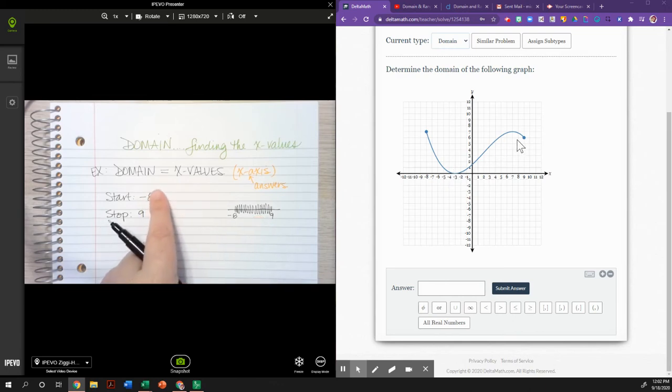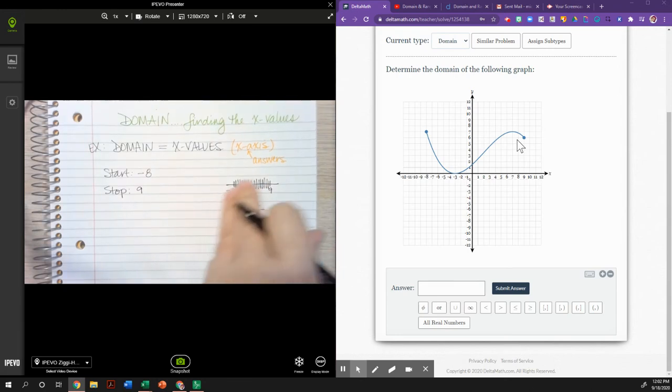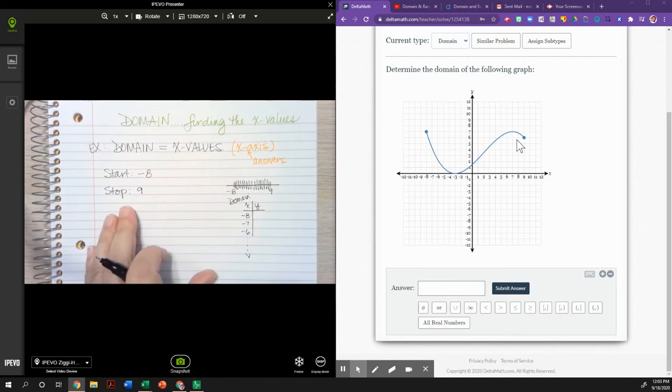Well, I don't want to write down all of the x values. Even if I wanted to make a table with my x, my y, my domain, I would start at -8, then -7, -6, and I would just keep going. So how can I do this easily? How can you tell me all of the x values between -8 and 9 in a shorthand presentation? It's really easy.